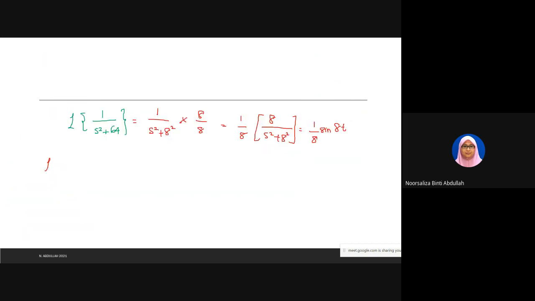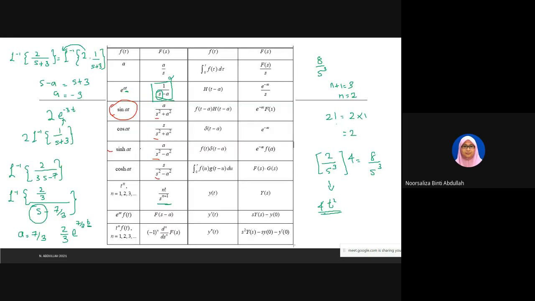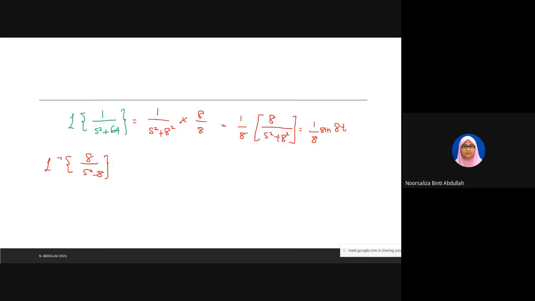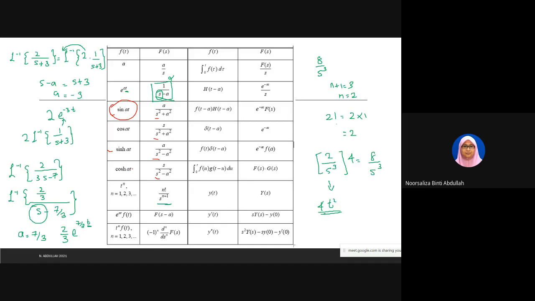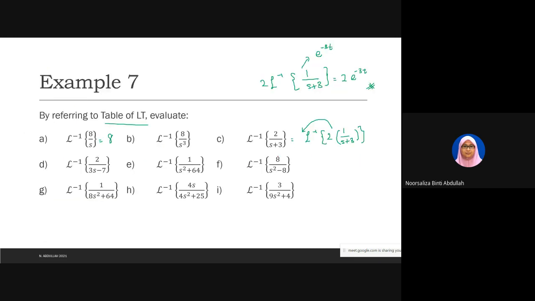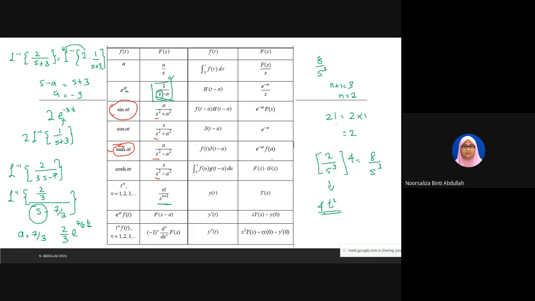So inverse 8 over s square minus 8. Okay, tengok dekat, you look at this table, s square and then minus 8. So it's actually s square minus this one. Sebab dekat atas dia number kan, dia bukan s. So this one you should use a sinh 8t.